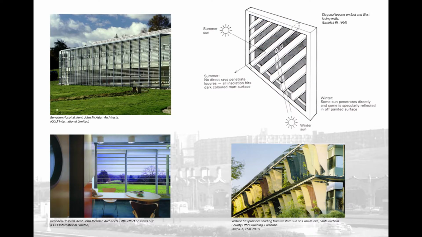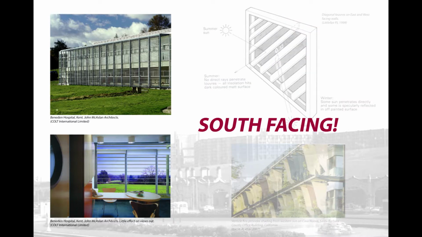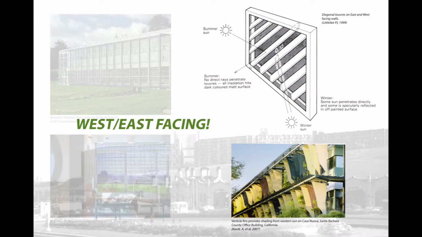External louvers come in many different types, ranging from horizontal, diagonal, vertical, fixed and movable, etc. This means that they can be fitted onto both south-facing windows and east and west-facing windows. It is best to use horizontal louvers for south-facing windows and diagonal or vertical louvers for east or west-facing facades to reflect summer sun and also allow winter sun in.